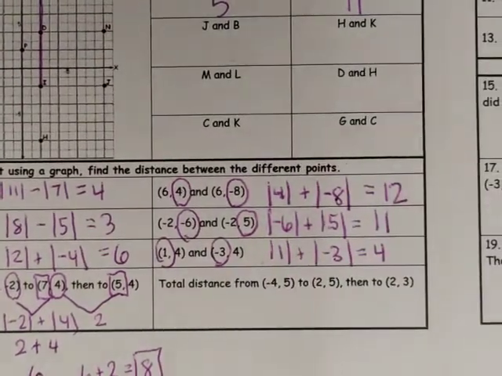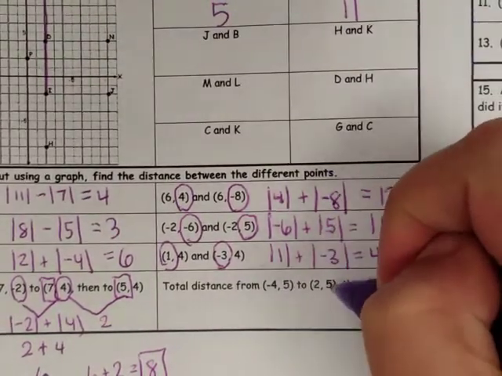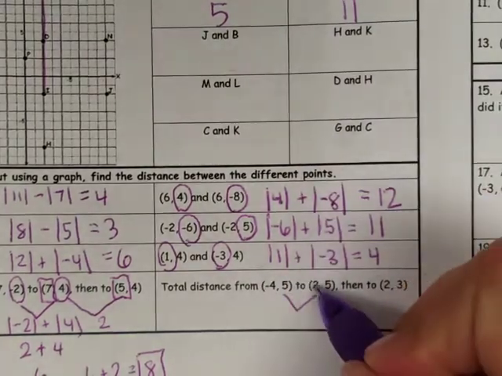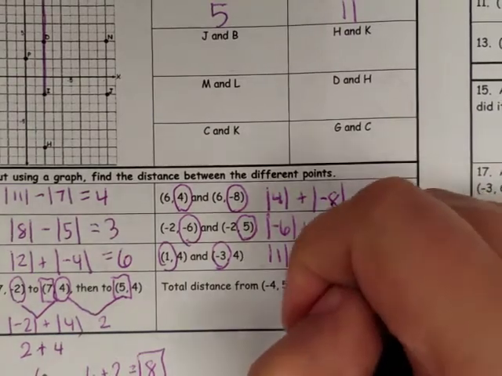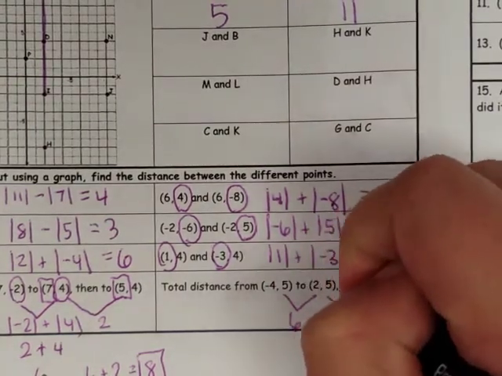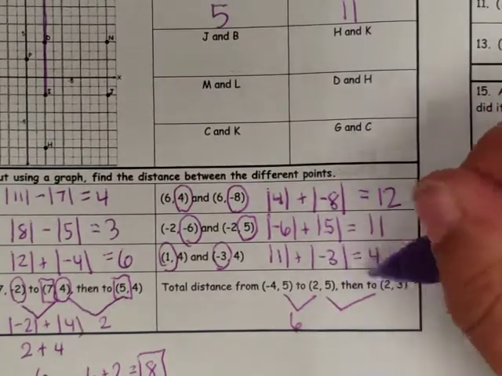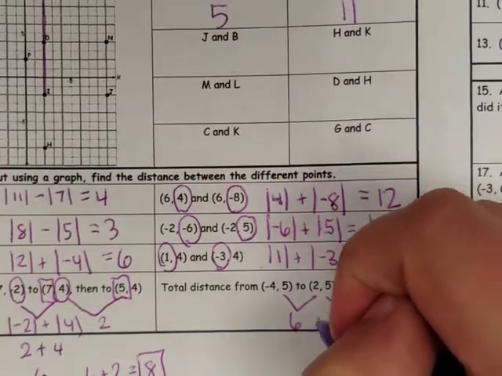All right, and then the last one. The total distance from negative 4, 5 to 2, 5. From negative 4 to positive 2, that's a total distance of 6. And then 2, 5 to 2, 3, what's different is the y values, and to get from 5 to 3 is 2. And 6 plus 2 gives me 8.